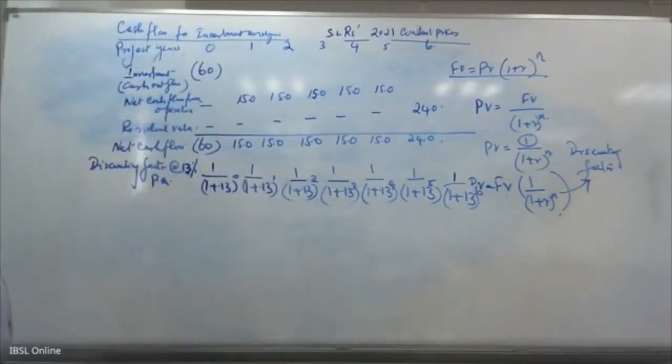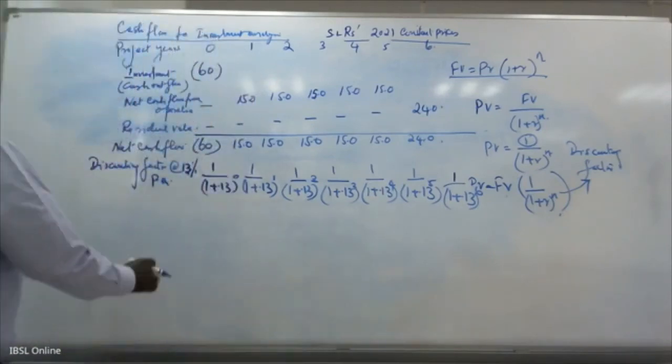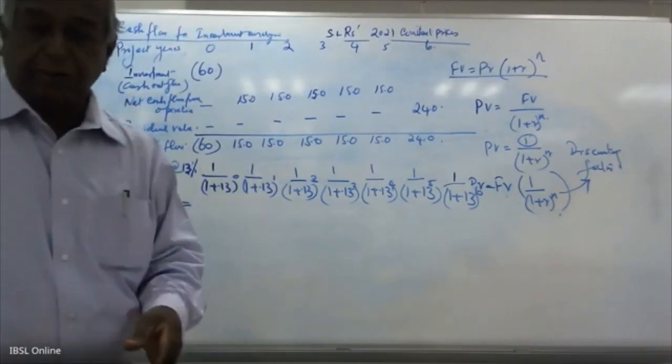So now the discounting factor at 13% per annum. So 1 divided by 1 plus 0.13 to the power 0. 1 divided by 1 plus 0.13 to the power 1 during the first year. In the second year, 1 divided by 1 plus 0.13 to the power 2. It goes on until 1 divided by 1 plus 0.13 to the power 6. So now we calculate the discounting factor using the ordinary calculator.